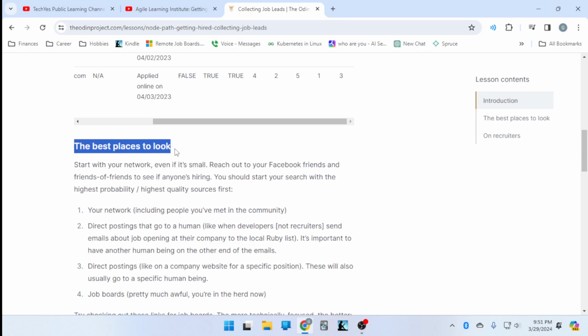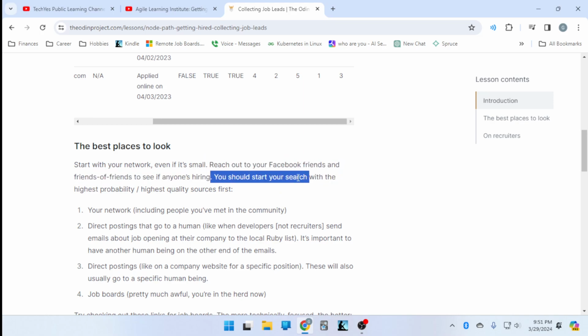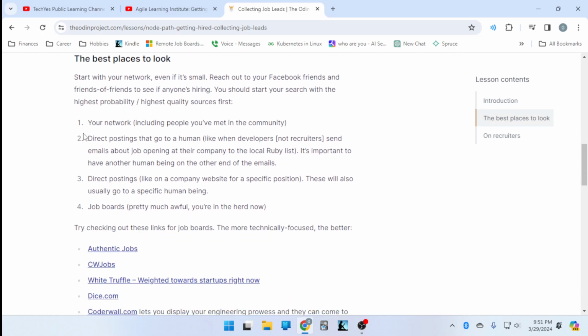All right, so the best places to look. Start with your network, even if it's small. Reach out to your Facebook friends and friends of friends to see if anyone's hiring. You should start your search with the highest probability, highest quality sources first. So the highest probability and highest quality resource is your network, including people you've met in the community.